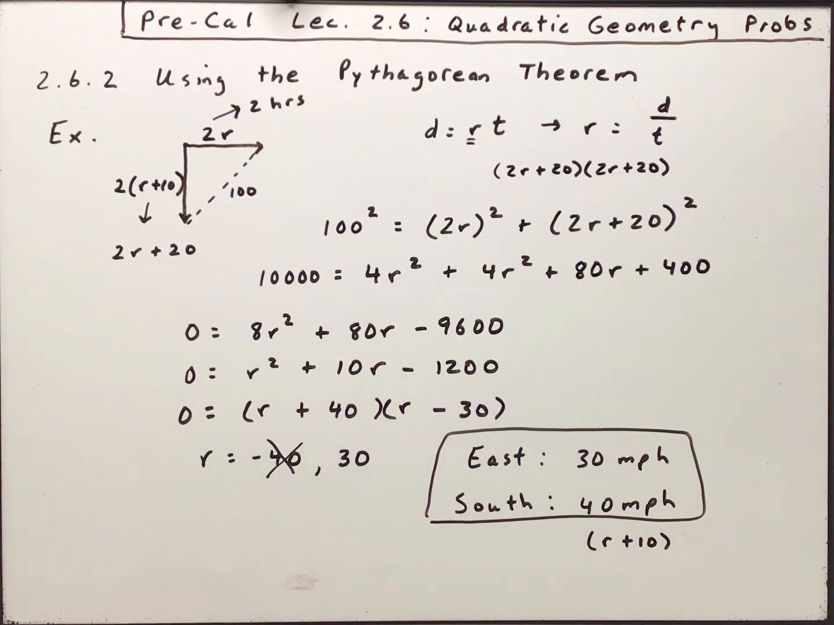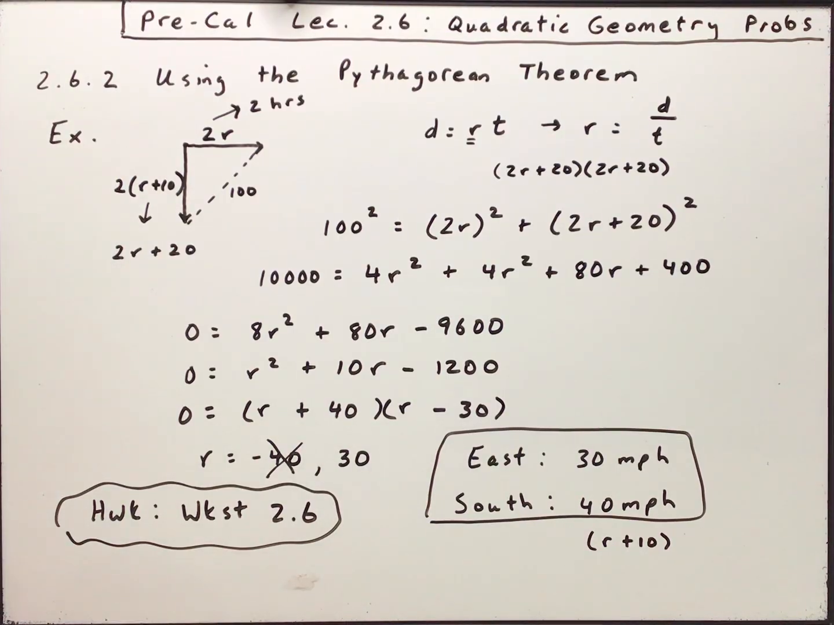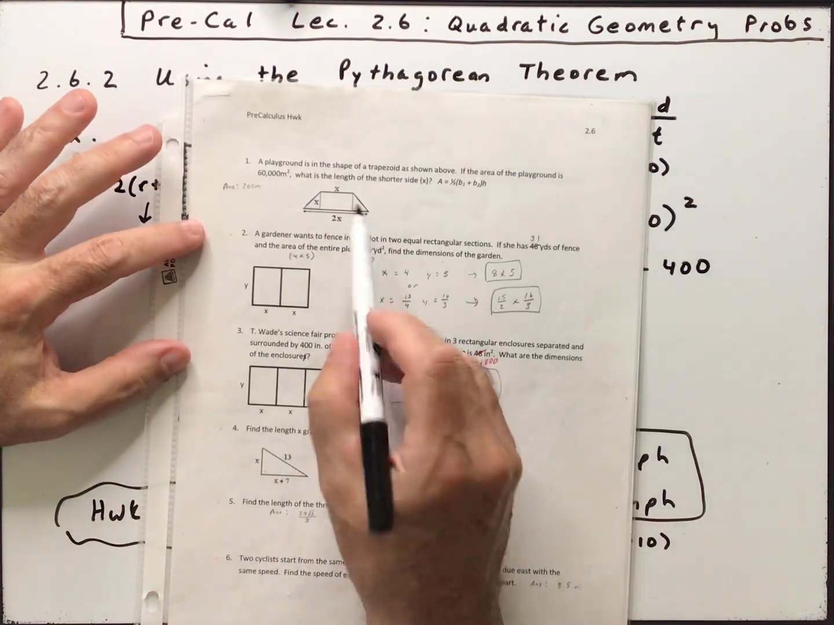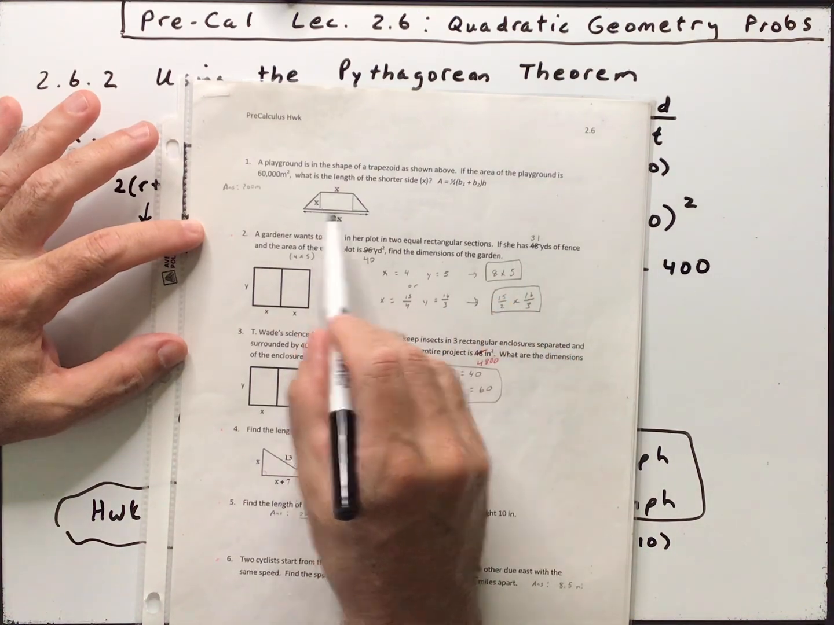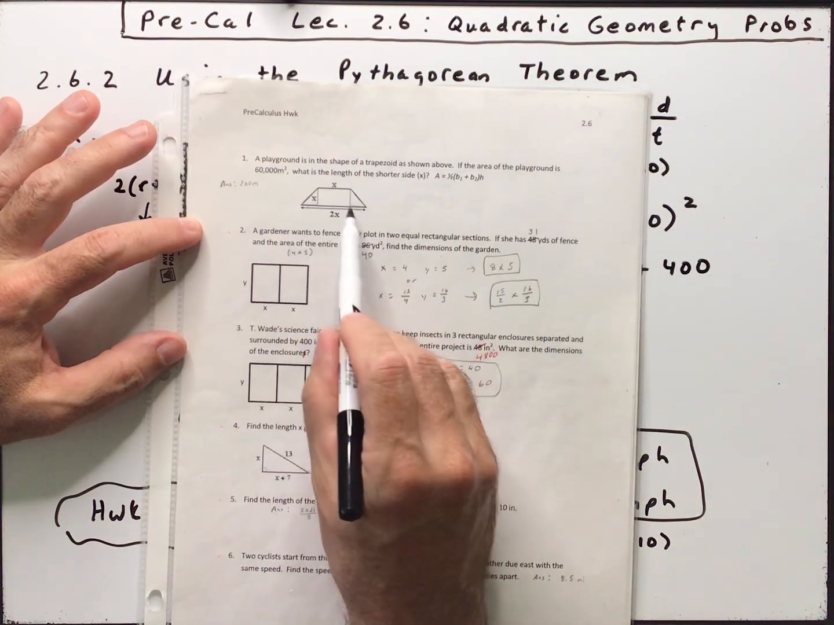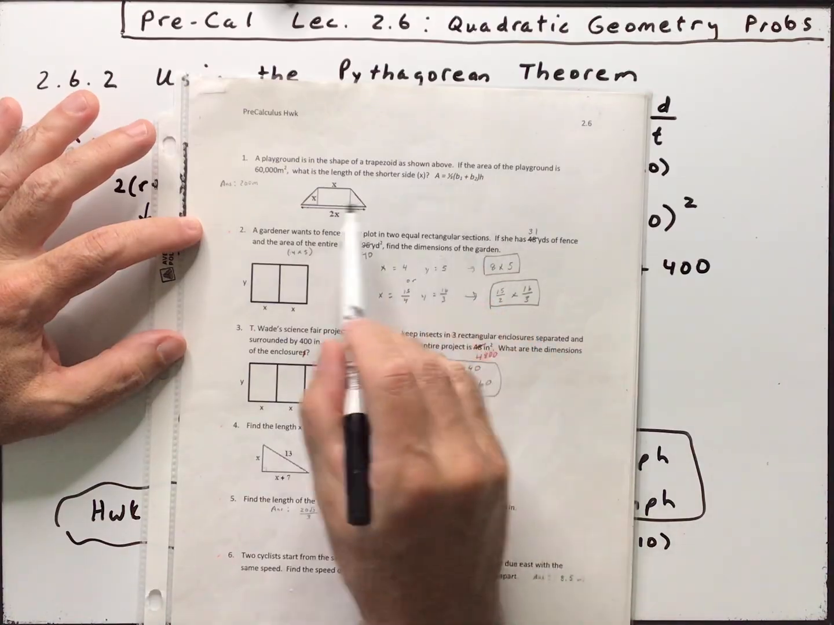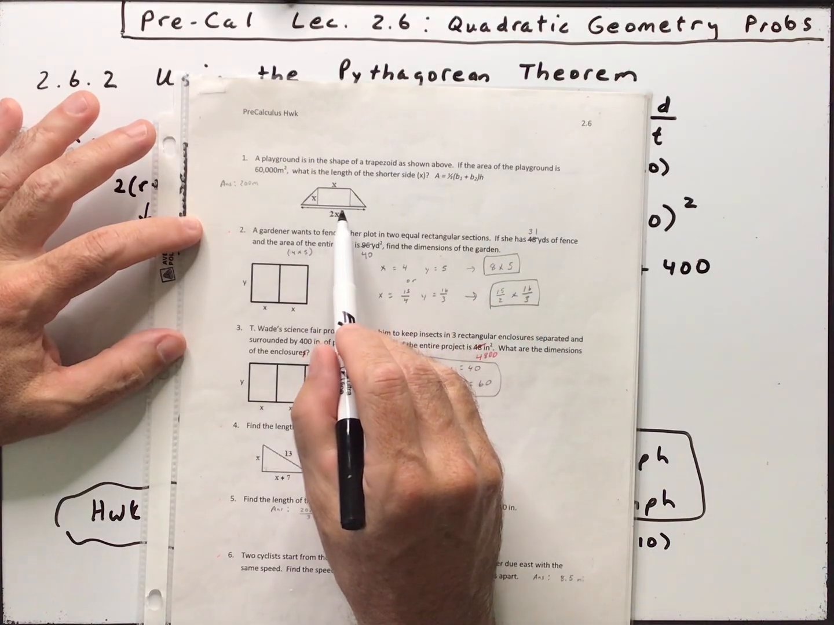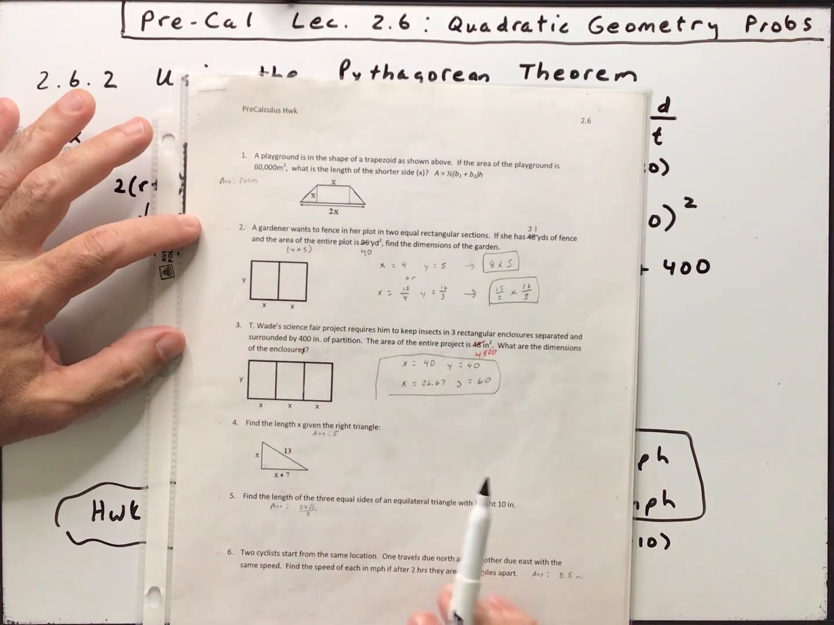All right, so that does it for your notes. Now, the homework is worksheet 2.6. And it's problems that are basically similar to what we did. I will say that here with number 1, I give you the formula for area of this trapezoid. So you're going to have to come up with an equation using that area formula. So that's a little bit different. We did not work one exactly like that.